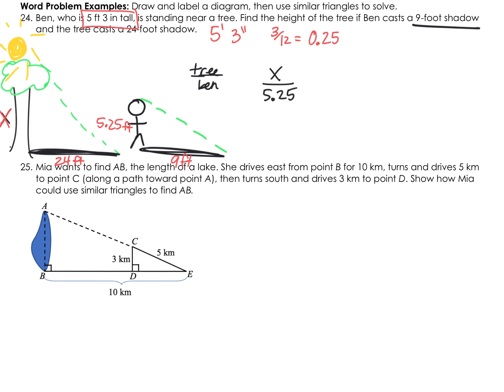5.25, is equal to, now you got to go back to tree. Shadow of the tree is 24 over the shadow of Ben. 9. Do you know what to do from here? Okay, solve it. Let's see, I think if you do this correctly, we get 9x is equal to 126. Okay. And then x is equal to 14 feet.